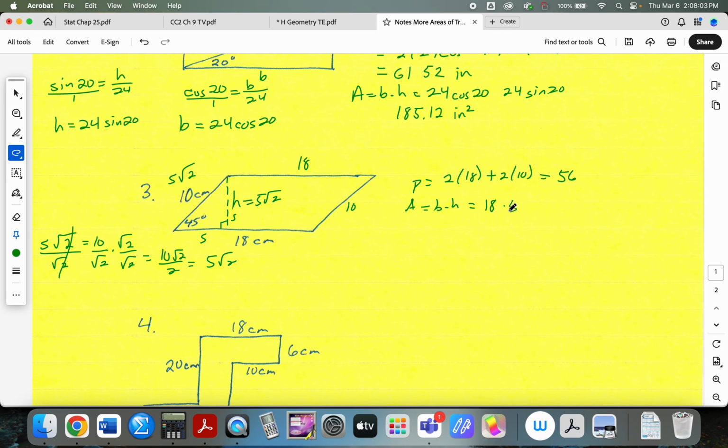So it's 18 times 5 square roots of 2. 18 times 5 is 90, so that's 90 square roots of 2. For the units for perimeter, it'll be centimeters. And for the area, it'll be square centimeters.